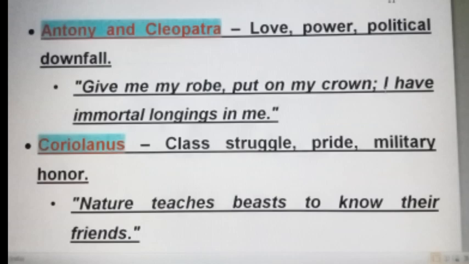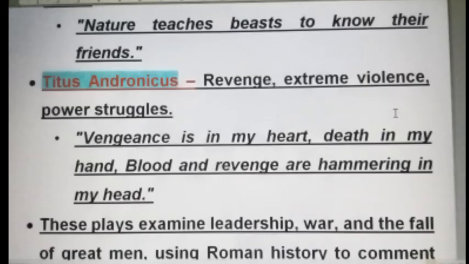Shakespeare's next major Roman-influenced play is Antony and Cleopatra, that shares themes of love, power, political downfall, etc. The line, "Give me my robe, put on my crown, I have immortal longings in me." The next Roman-influenced play is Coriolanus, that shares themes of class struggle, pride, military honor. For example, the line, "Nature teaches beasts to know their friends."